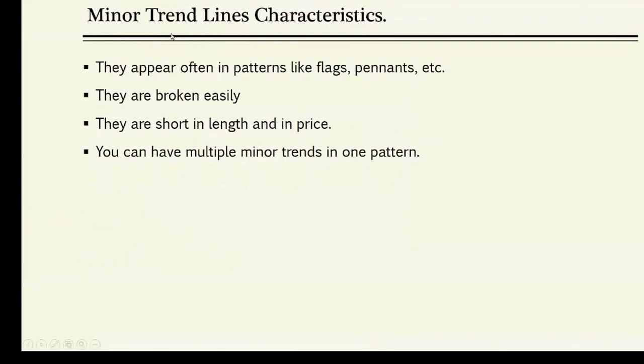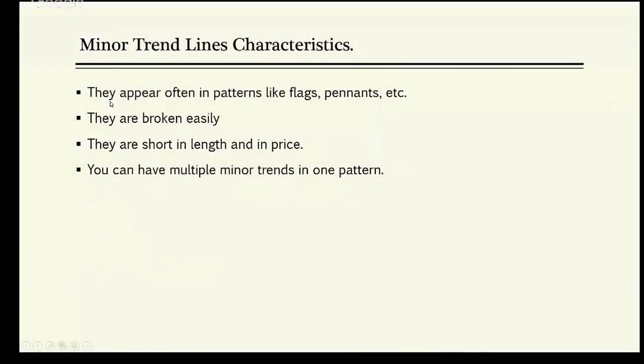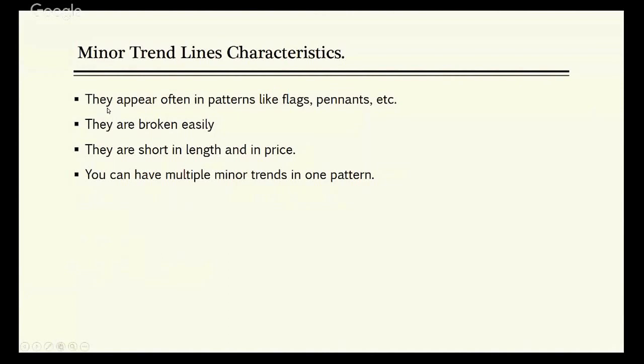So, minor trend lines characteristics. They appear often in patterns like flags, pennants, etc. They are broken easily. They are short in length and in price. What I mean by in price is that they don't have a big range of price. They could be maybe 2-3% or less, and the length is short, like maybe in crypto, half an hour, an hour. That's very common for crypto.